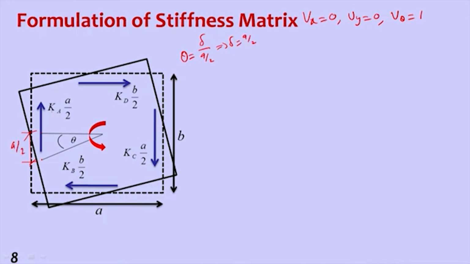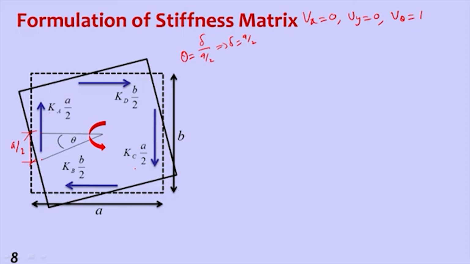So that means what? Ka into a by 2 is the force in this direction. Similarly, kc into a by 2 is force in this direction. Here, since it is rotating in anti-clockwise direction, all the forces, resistance will come in clockwise. So that means upward, right side, downward, left side. So this kb into b by 2, because lever arm is b by 2 here. Again kc into a by 2, kb into b by 2. So these are the forces in the corresponding directions.